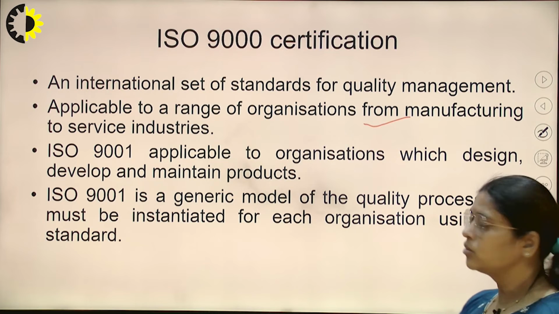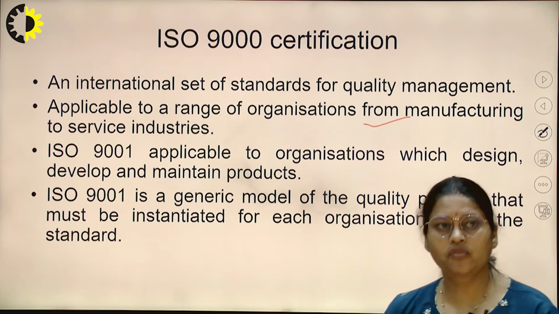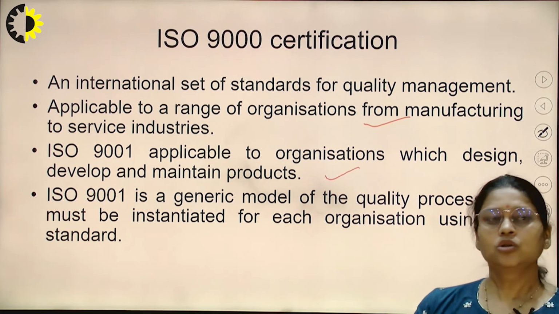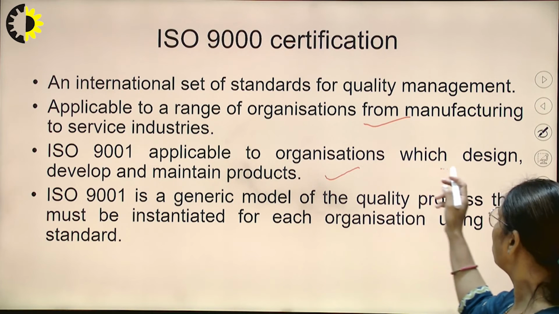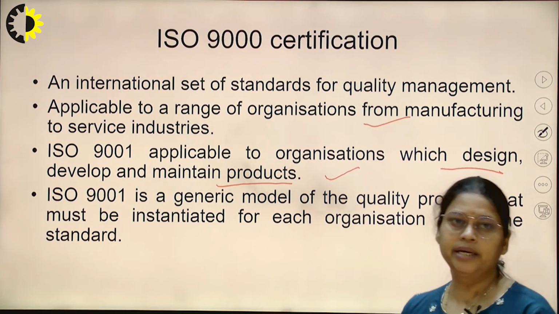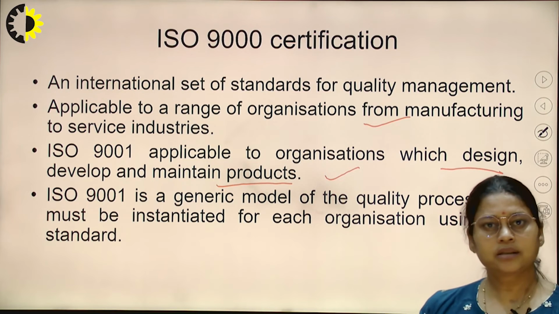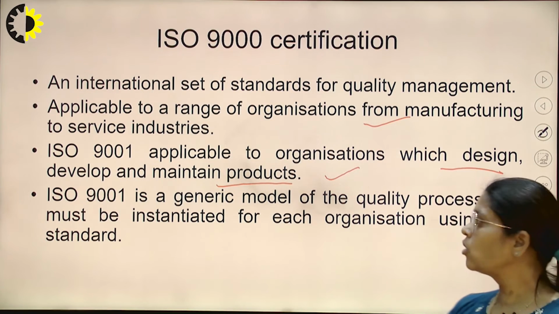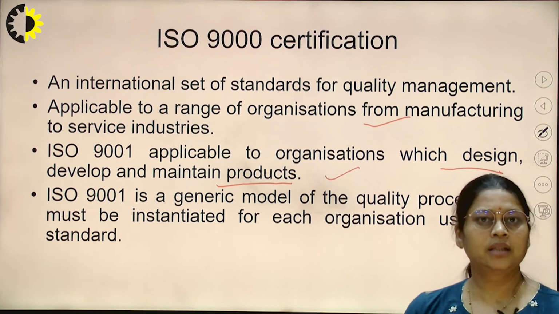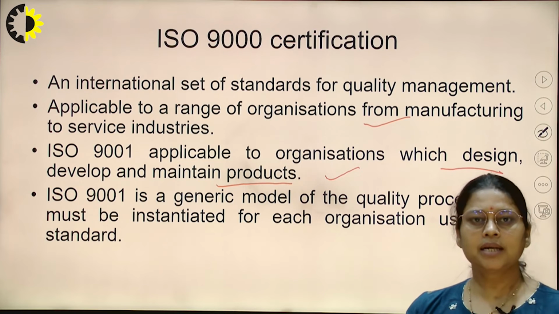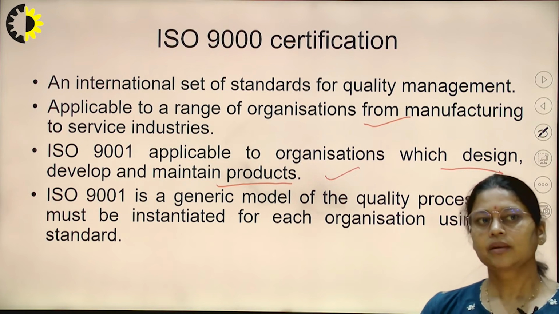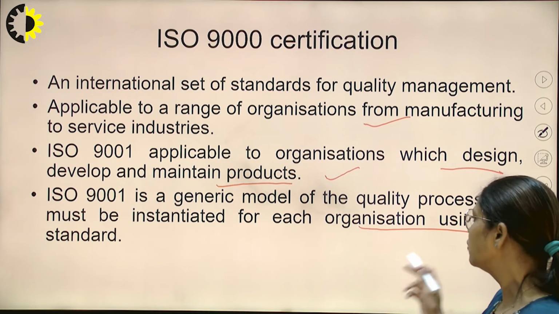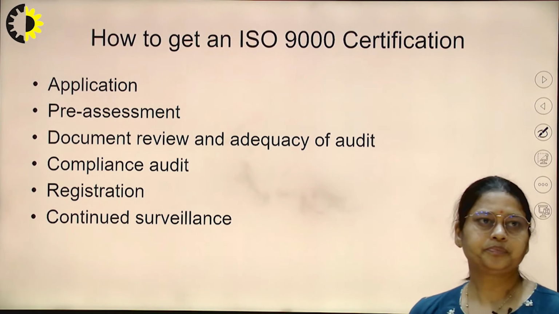So, if we are talking about the specific software industry, ISO 9001 is to be provided to a software industry. 9001 is applicable to organizations which deal with designing, developing and maintaining the product. So, software industries are applicable for 9001 because they are dealing with designing, development, maintenance and implementation of software products. 9001 is a generic model for the quality process that must be initiated by organizations using the standard.